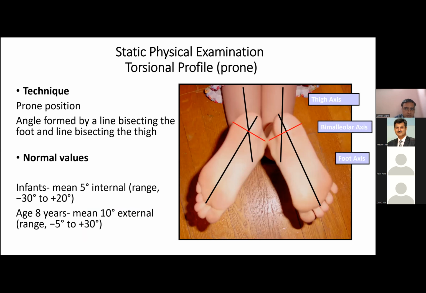Then we assess the torsional profile, and for this we make the child prone and we flex the knees to 90 degrees. We measure the bimalleolar axis by a line bisecting both the malleoli, and we measure the thigh axis, and the angle between them is known as the thigh-foot axis. Normally it can be between -30 to +20 in infants, or between -5 to +30 in children with more than 8 years of age. So on the basis of these measurements, we can see whether this is increased or not.